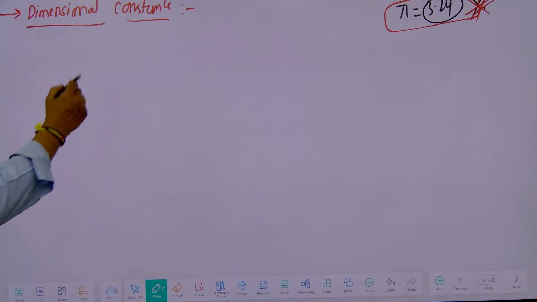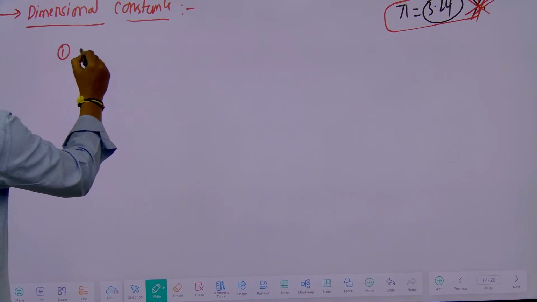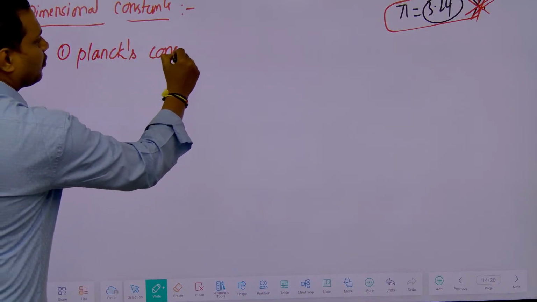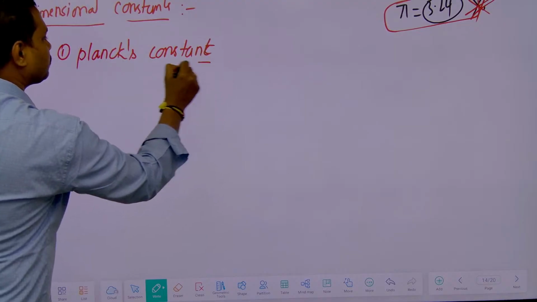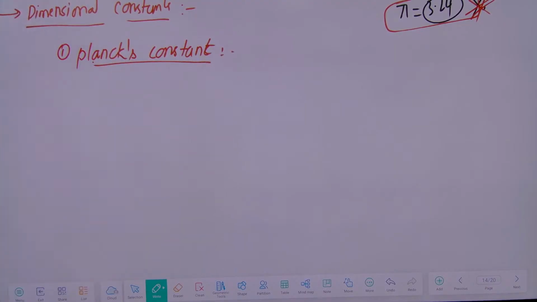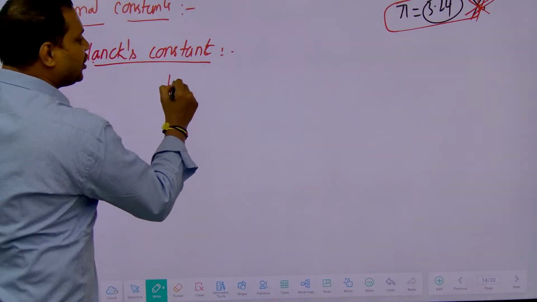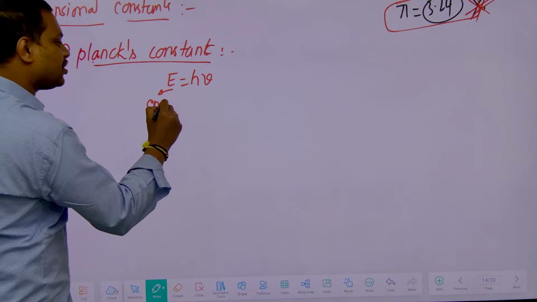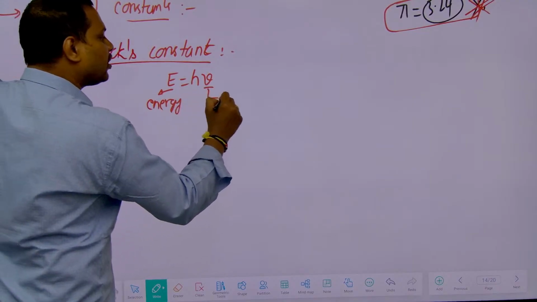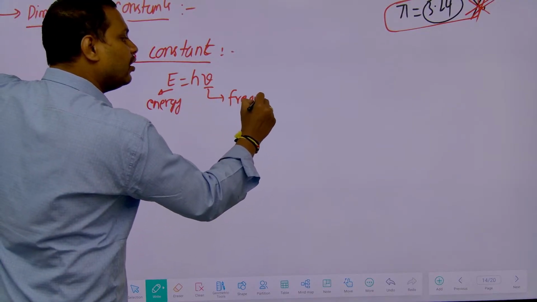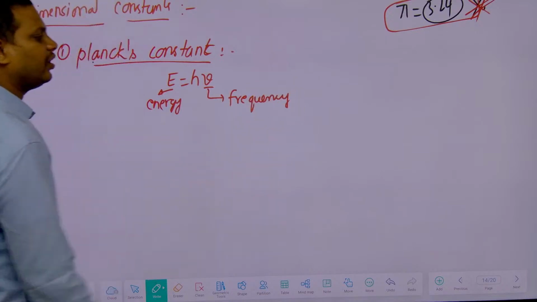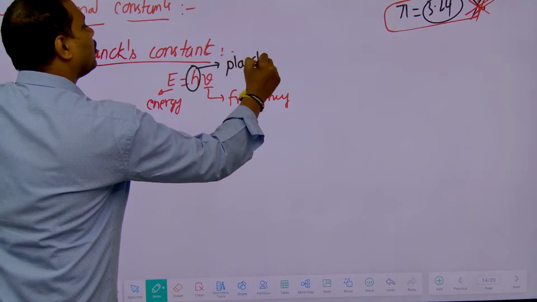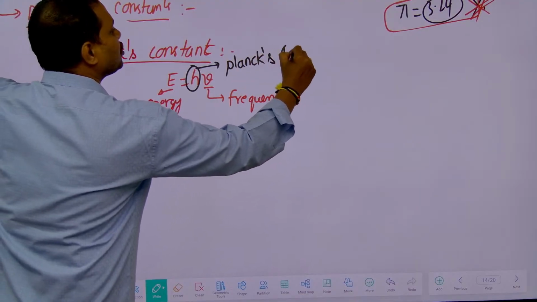In that, the first one, I'll take Planck's constant. So write down Planck's constant. We have the formula energy E is equal to h nu, where E is energy and nu is frequency. And what is this h called? H is called Planck's constant.